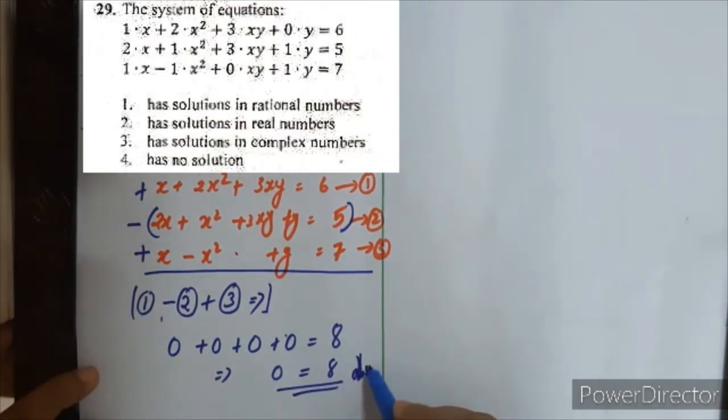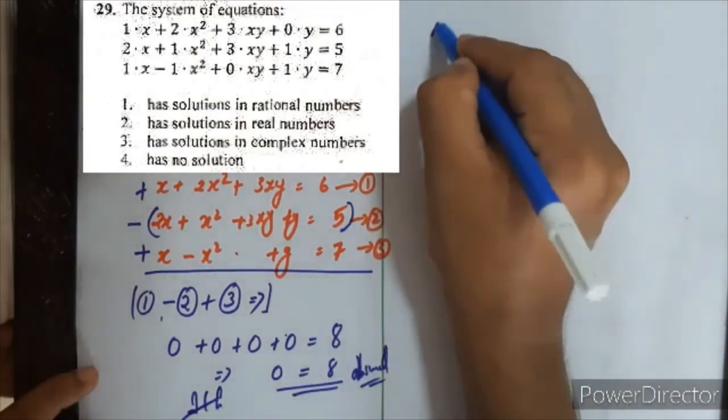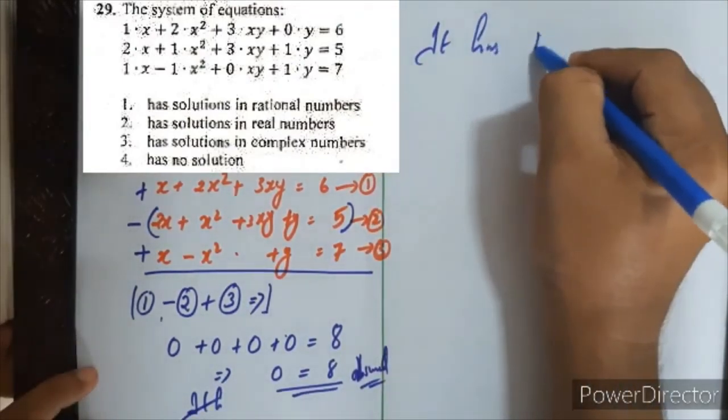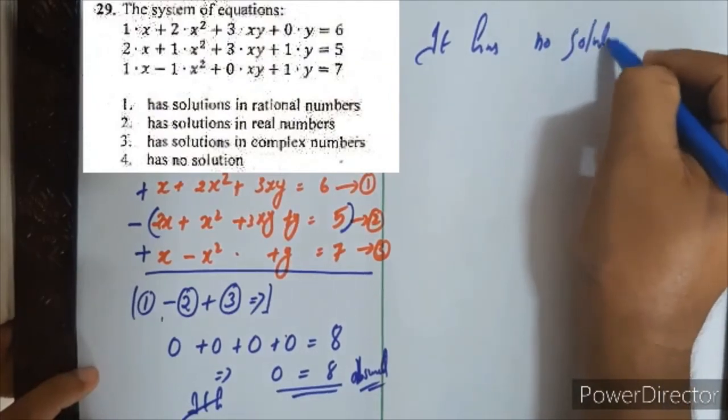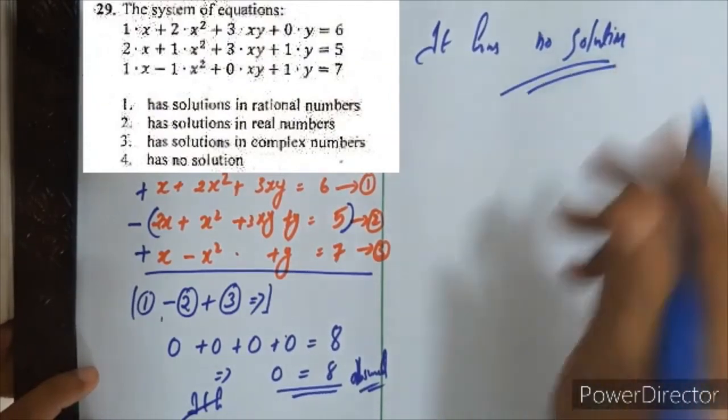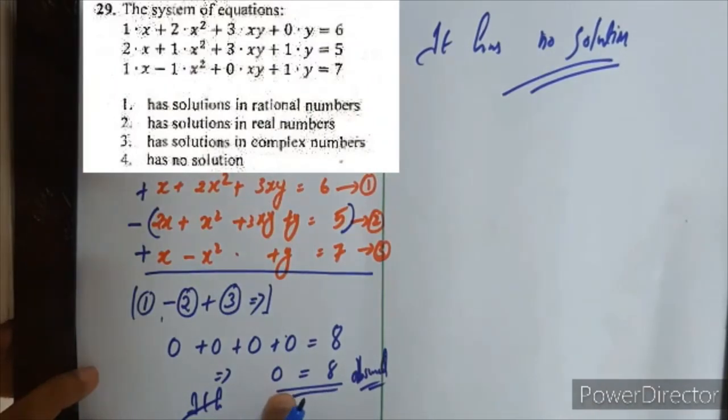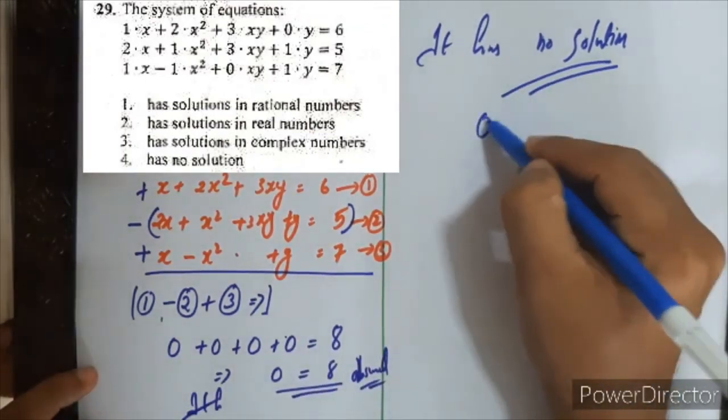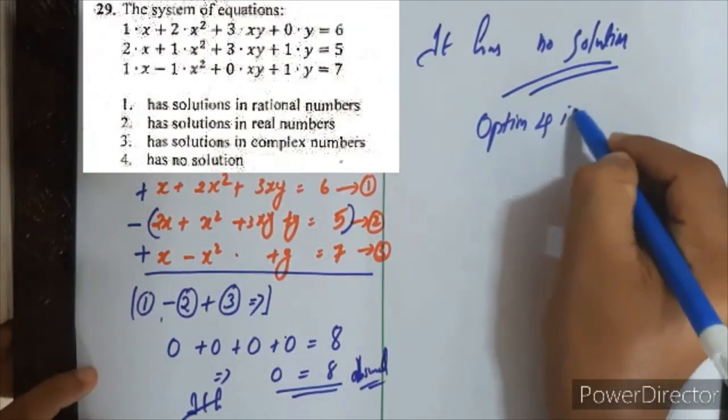Okay, so what we can conclude is it has no solution. Because we get 0 equal to 8, therefore option number 4 is correct. Option 4 is correct.